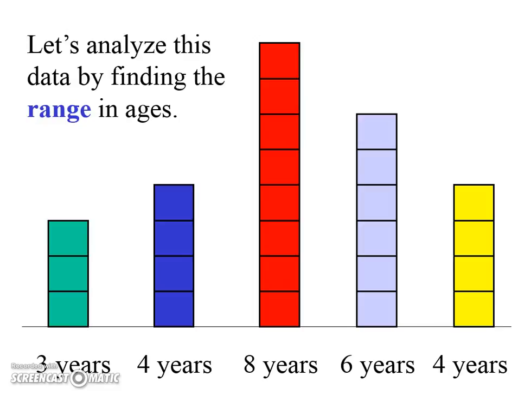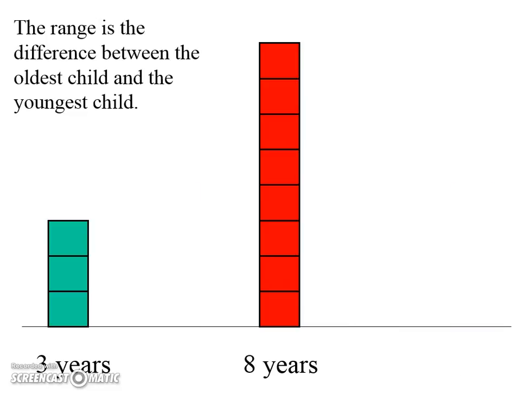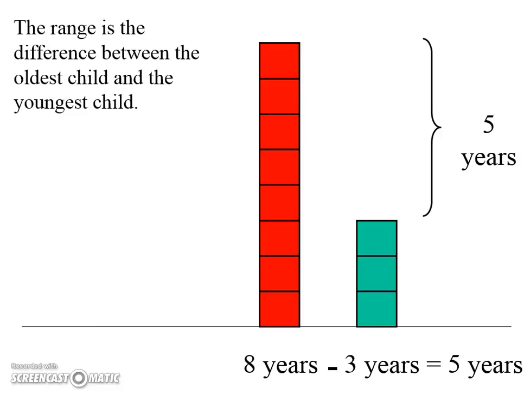let's analyze this data by finding the range of the ages. Well, to do that, I need to find the difference between the oldest child and the youngest child. So the oldest child is 8, youngest is 3. I want to find the difference. 8 minus 3 is 5. 5 is the range.